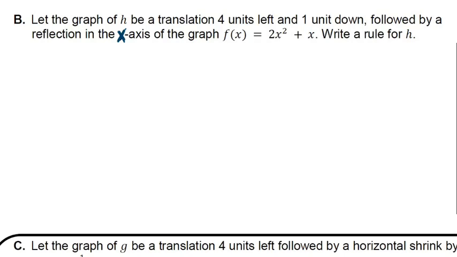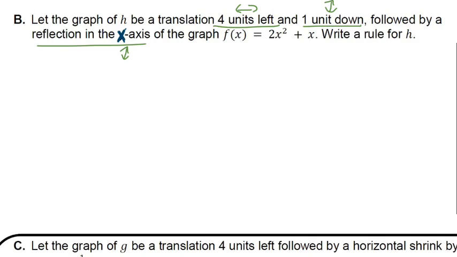We're going to go 4 units left. Well, that's a left and right. 1 unit down. That's an up and down. Followed by a reflection in the x-axis. Remember, reflecting in the x changes the y. That's not left and right. That's an up. So that's an up and down. So we got 2 outside and an inside this time.